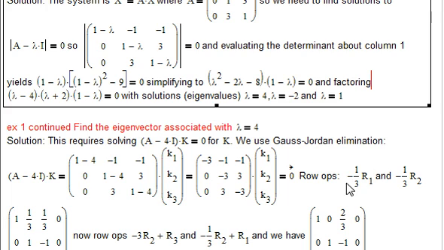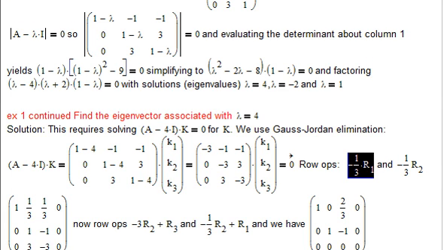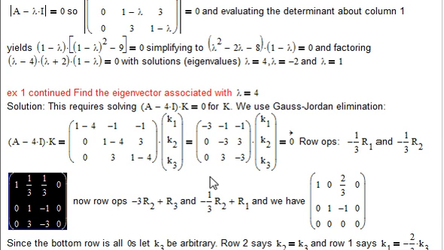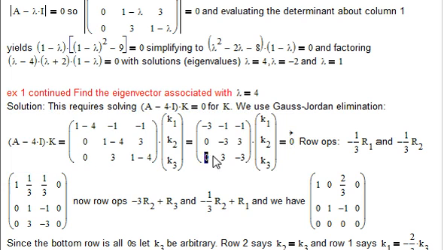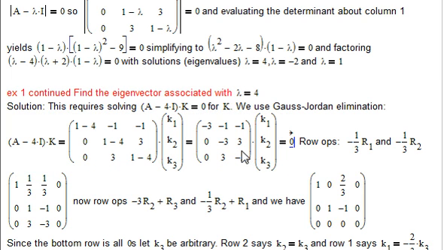So let's do some row operations on this expanded matrix. This one is a 3-row, 4-column matrix, but the last column is all zeros because I'm trying to solve this equation. So I'm using the augmented matrix to solve this system of equations.